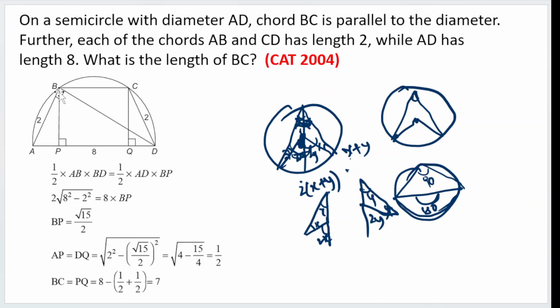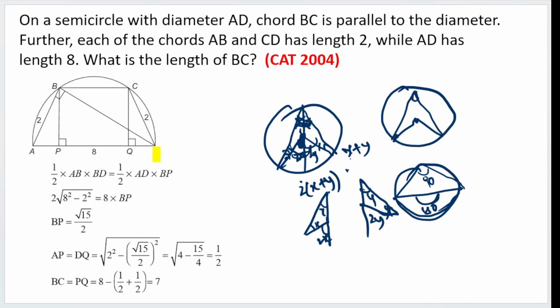When there is a 90 degree angle, we can calculate the area of this triangle ABD in two ways. One way is half into base into height, where AB is the base and BD is the height. That is half into AB into BD. Another way is half into AD into BP. BP is also a height, and AD is the base. AD is 8, so half into 8 into BP.